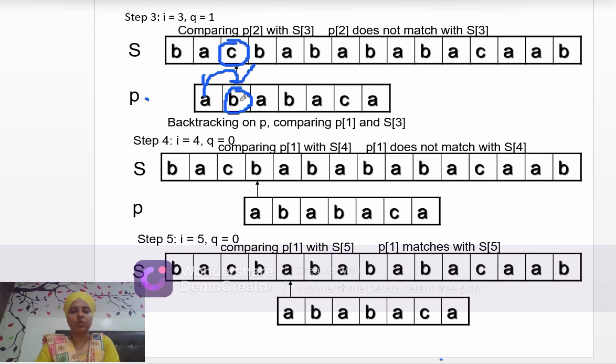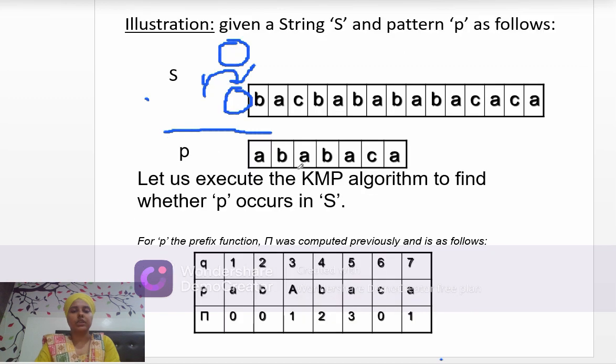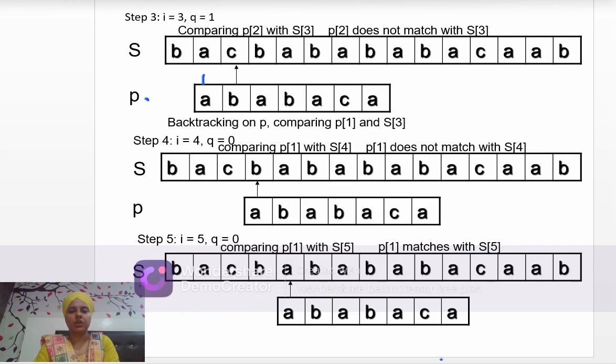Now when it is not matching, we have to do backtracking on P. For that, what is required? This B and C is not matching, so we look at the prefix function of B. The prefix function of B is 0, so we move the pattern back to the 0th position. We will not backtrack the string, but we will backtrack the pattern. We will see the next step.